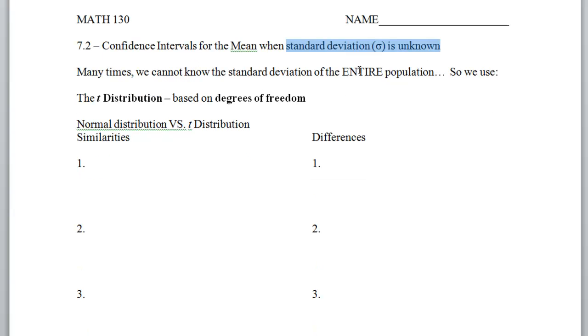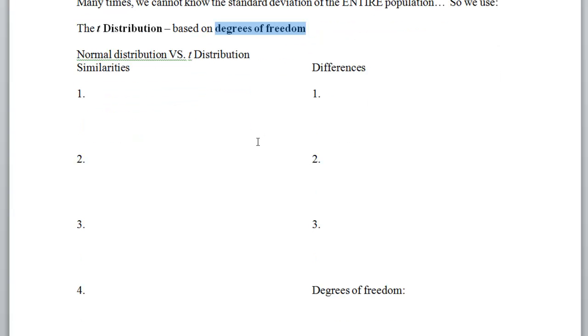Because we can't really know the entire population, what we're going to use is something called the t-distribution, and the t-distribution is based on something called the degrees of freedom. Now, the t-distribution is a new chart that's located in the back of your book on page 786. So it might be useful to get your book out and take a look at that t-table.